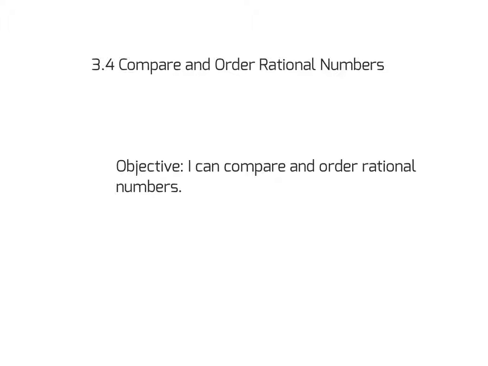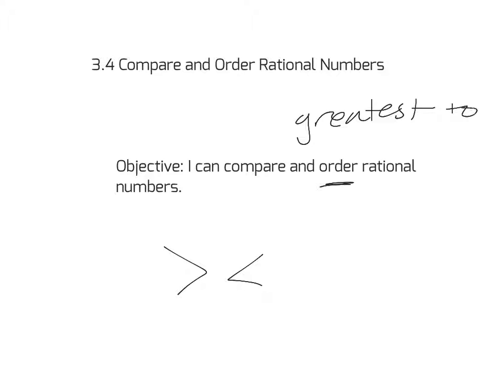Your objective today is: I can compare and order rational numbers. Comparing is greater than, less than, or equal to, and ordering is greatest to least, or the other way around. So that's what we're working with, rational numbers. Let's go.